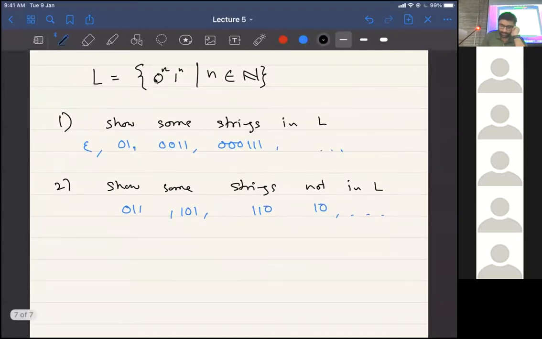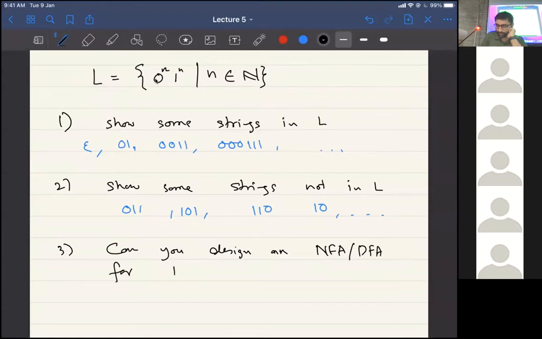Question number three, the most important question. Can you design an NFA for this language or a DFA for this language? Can you do that?